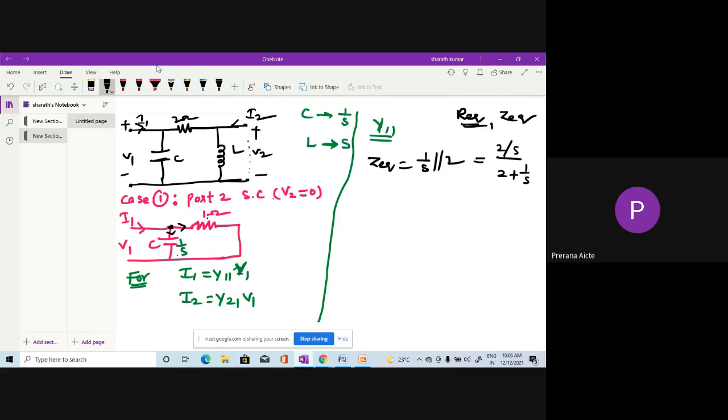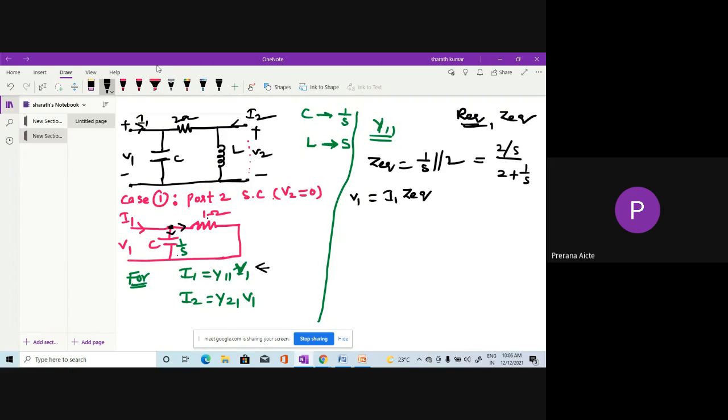This is Z equivalent. Just apply your voltage at your port 1. Then you can easily write V1 is equal to I1 into Z equivalent. Why? Because this network contains inductor and capacitor. That's why I'm taking Z equivalent, not R equivalent. So our target here is Y11.